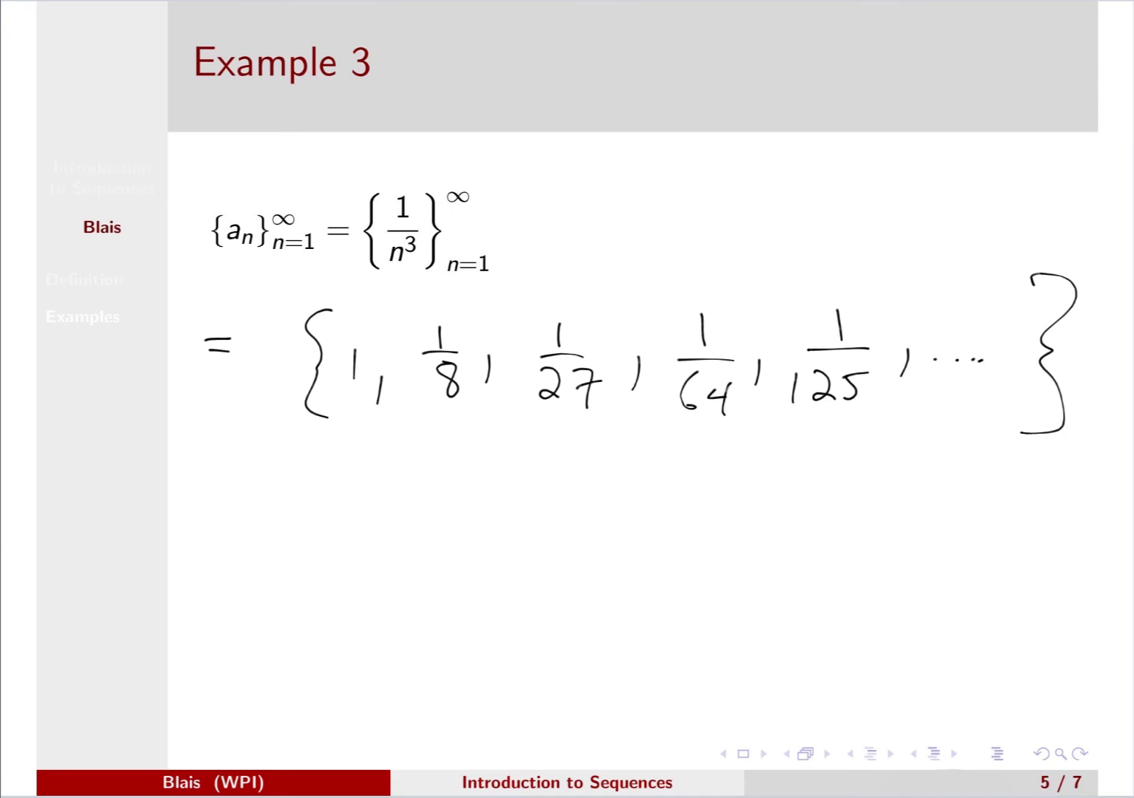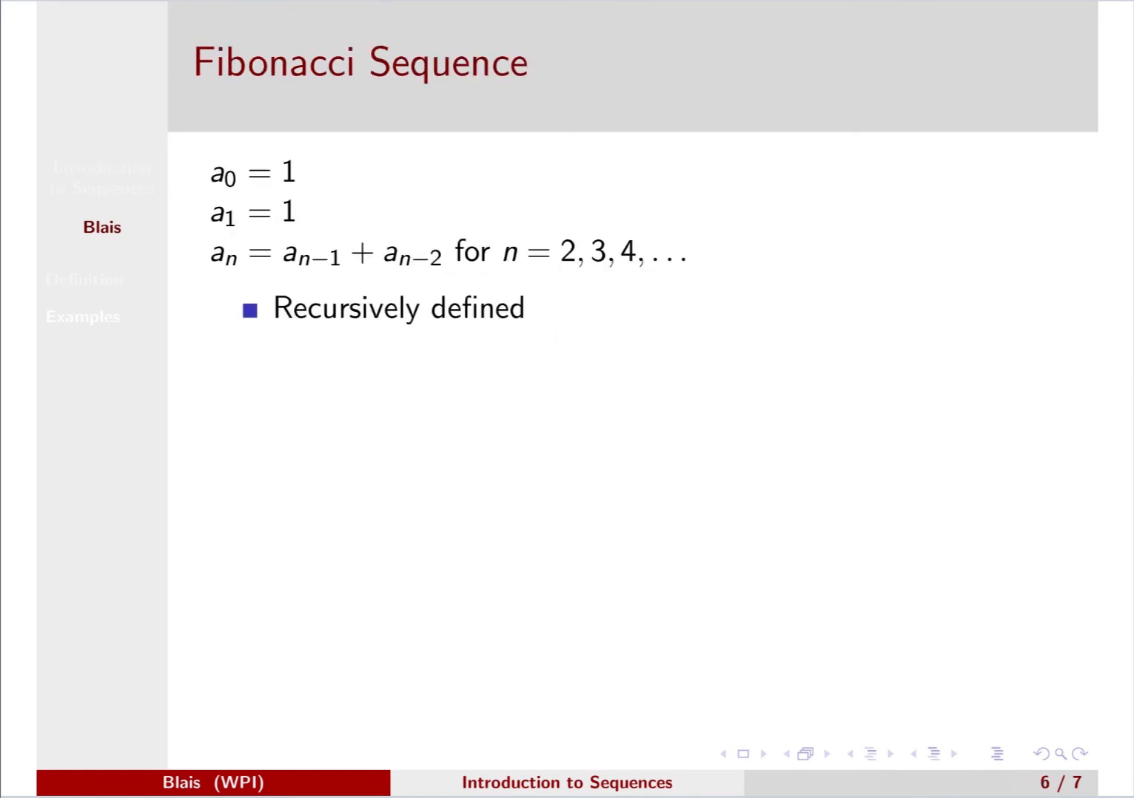And again, it's important to remember a sequence is nothing more than an ordered list. We do have another way to define sequences, and we can define sequences recursively. The most classical recursively defined sequence is the Fibonacci sequence. The way this sequence starts is by giving initial values. So we say a_0 is 1 and a_1 is 1. So we have kind of hard-coded the first two values.